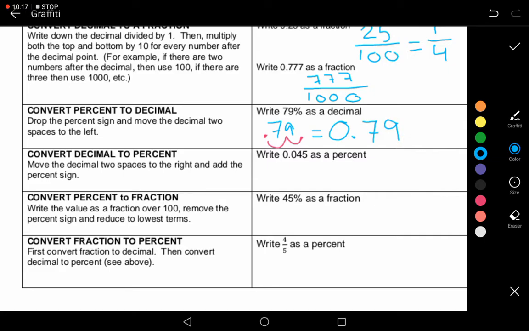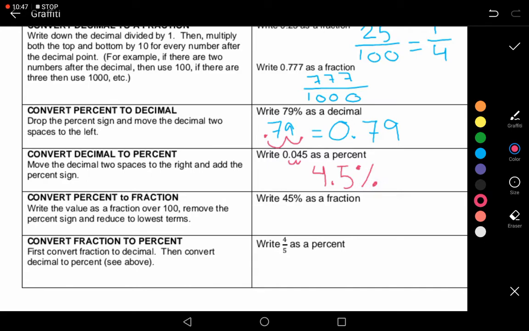Converting decimals to percent. So all we have to do for this is move the decimal 2 places to the right and add the percent sign, right? Because these are just opposites of each other. So we're going to move the decimal 2 places to the right. So 1, 2, and add a percent sign. So if I move that 2 over, that's actually just 4.5%.